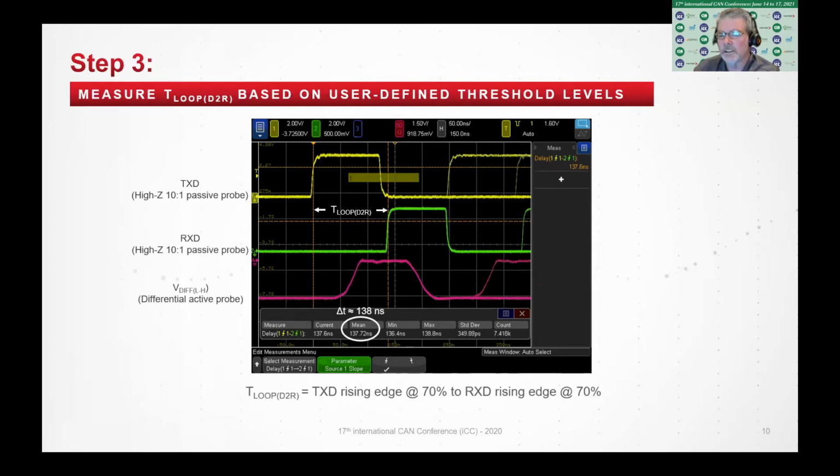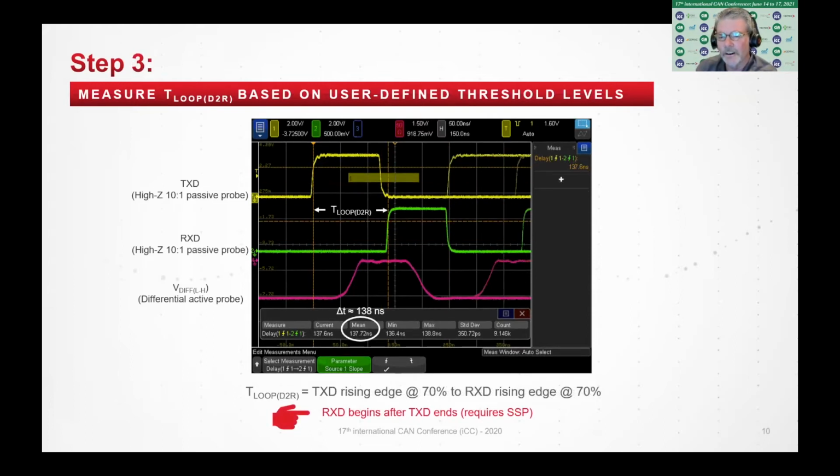So here we're showing the first loop delay measurement from dominant to recessive, measuring from the 70% to 70% point, and we measure about 138 nanoseconds. Now, all oscilloscopes today have the ability to customize your threshold levels, either based on percent or based on a voltage level, regardless of the vendor. So remember, 138 nanoseconds.